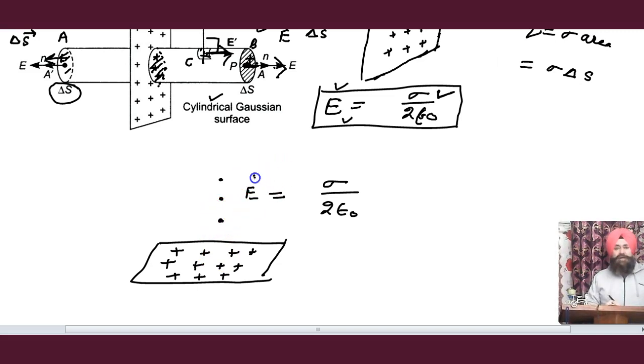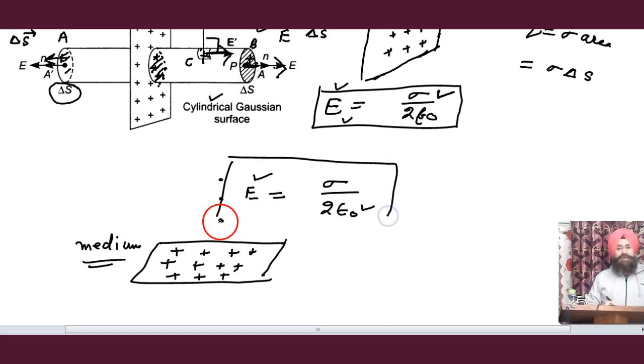And E also depends upon the medium in which the sheet is placed. If it is free space, then it is epsilon naught. If it is another medium, then the permittivity will change. So the electric field due to an infinite, positively charged sheet is sigma upon 2 epsilon naught.